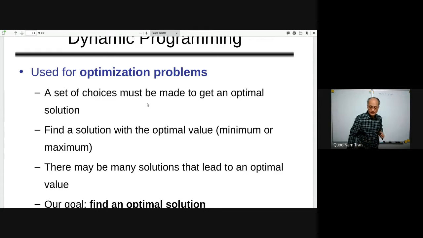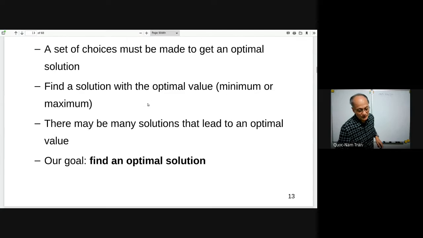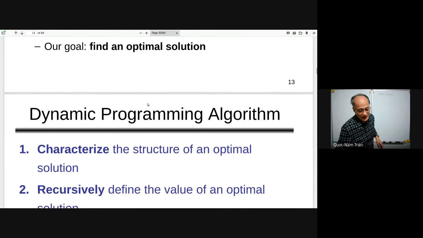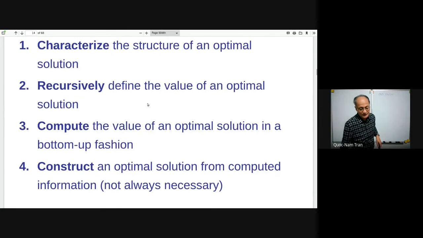Okay, so keep it simple. What should we do for the Fibonacci calculation? Remember that before, we used the Fibonacci as a recursive algorithm, right? So now what can we do if we try to memorize the previous calculation and use it for the calculation of the new Fibonacci number?